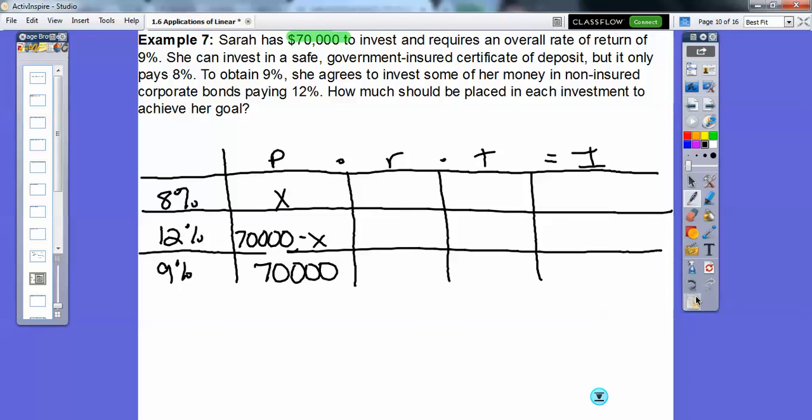Let's see if we can fill in the rest of our table. So then our rates. The rate is kind of given to me because I've already labeled my percent. 8%, so my rate would be 0.08. 12%, 0.12. 9%.